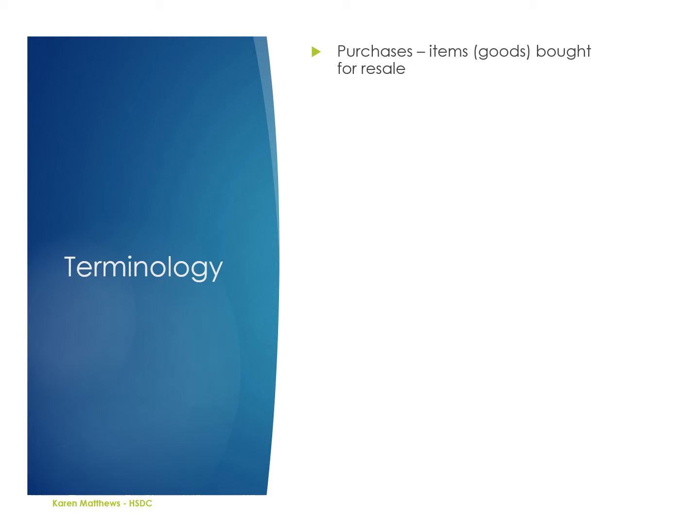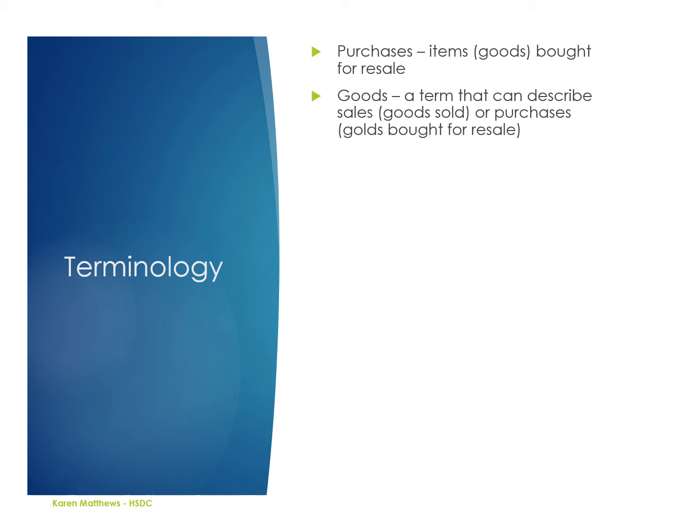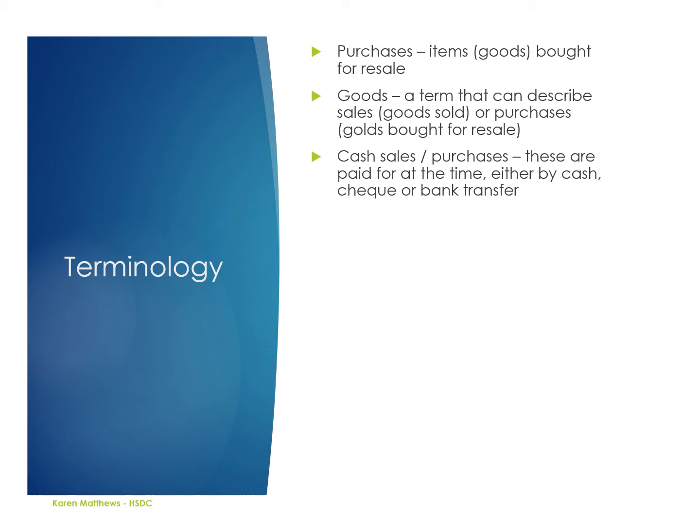So a reminder about some of the terminology that we use when we're doing double entry bookkeeping. First one is purchases. So these are items that the business buys for resale, usually at a higher price. We've got goods, which is a generic term that can describe either sales or purchases. So goods can either be sales, we have goods sold to customers, or goods bought for resale, goods purchased from suppliers.